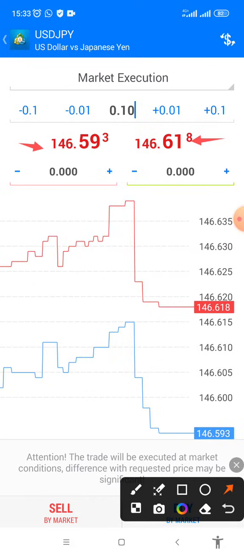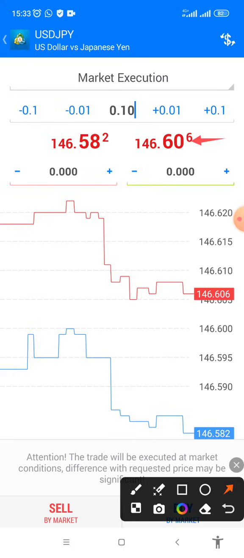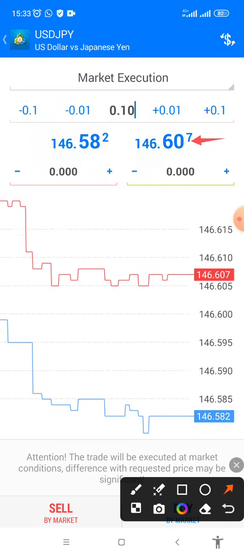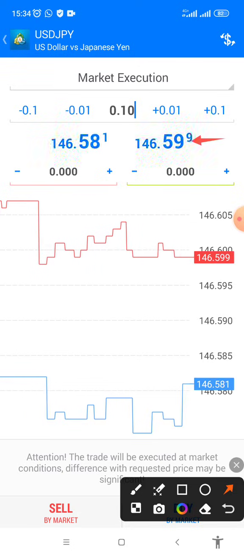So you are still looking at the price whilst you want to enter. It is now 146.60. So it's still not yet up to the 146.70. It means it's still good for you to enter.